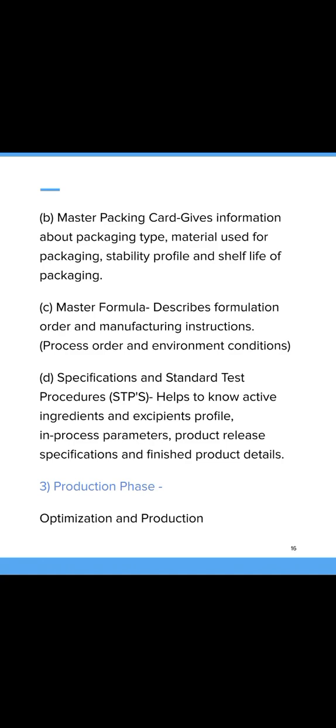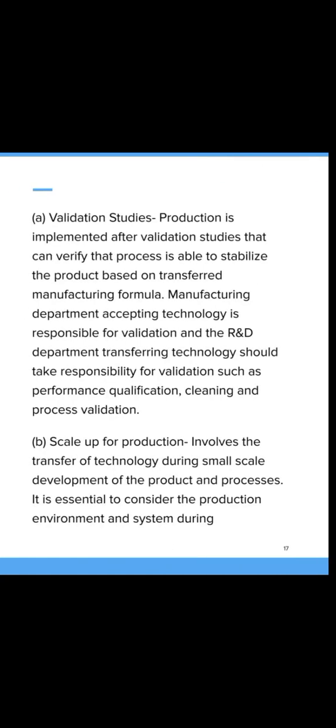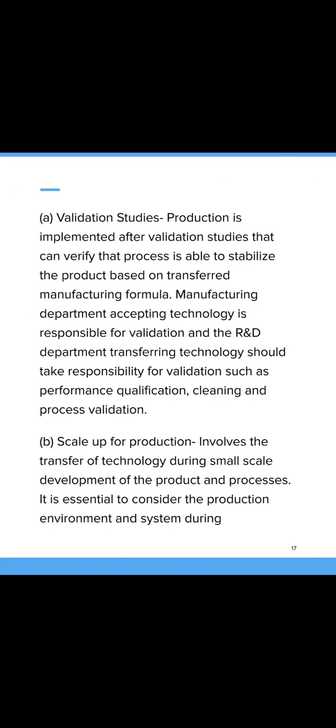Third phase is production phase. It includes the optimization and production, validation studies, scale up production. Validation studies. Production is implemented after validation studies that can verify that the process is able to stabilize the product based on the transferred manufacturing formula. Manufacturing department accepting technology is responsible for validation, and R&D department transferring technology should take responsibility for validation such as performance qualification, cleaning and process validation.